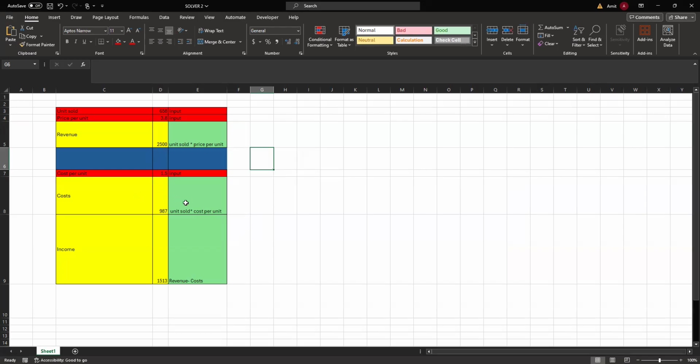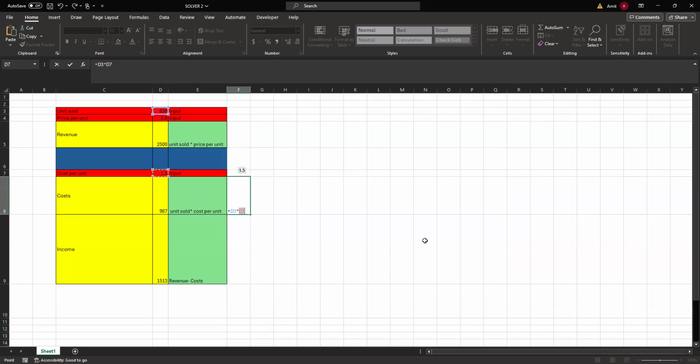Similarly, how can we calculate cost? Again, equal to unit sold, so unit sold is 658. Instead of typing 658, I just click D3, times the cost per unit, so 1.5. I have typed 1.5 and then Enter. You see this formula is the same. I have already applied it here. You can see this is already applied.